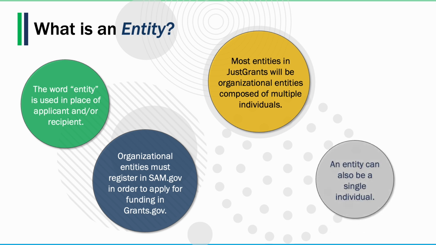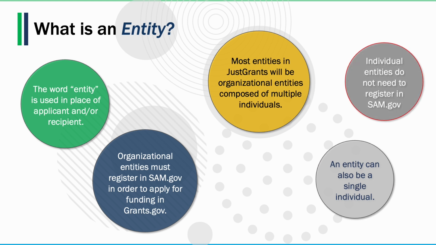Now, an individual entity is a person, not an organization, applying for grant funding. Typically, an individual entity applies for a fellowship grant program, and individual entities do not need to register in SAM.gov. Instead, individual entities should use their Internal Revenue Service Federal Tax ID Employee Identification Number, also known as an EIN, or a Tax Identifier Number, also known as a TIN, as their alphanumeric identifier. And, for security purposes, individuals should not apply using a Social Security number as their unique identifier.